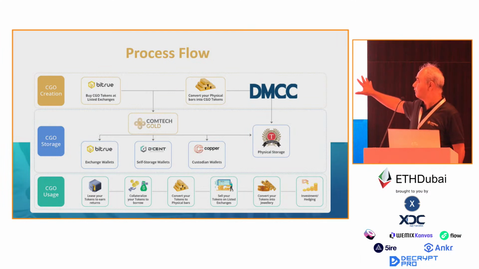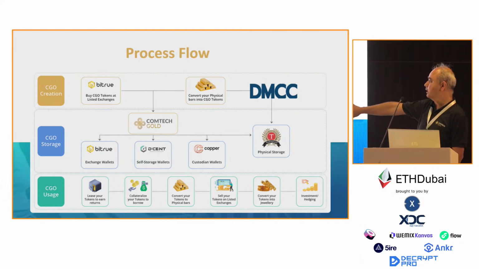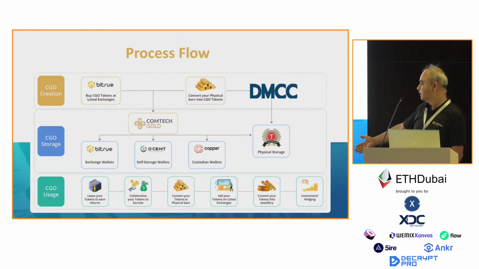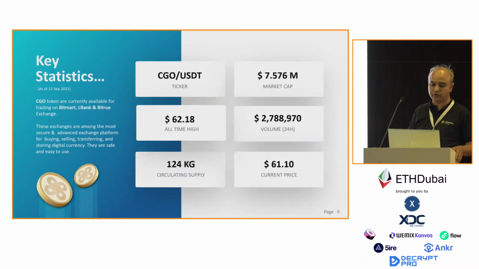So this is a broad level process flow where the creation is done, converting the physical gold bar into digital CGO tokens. The storage is kept with TransGuard, and there are digital custodians like Propine and Copper. The benefits and uses are that you can lease these tokens, you can collateralize them to take loans, you can convert them back into physical bars, and you can sell your tokens on a listed exchange. Then you can also convert them into jewelry. These are a few benefits that you can see.